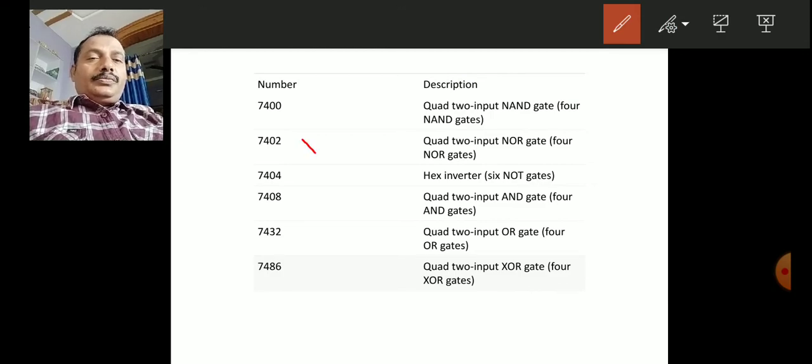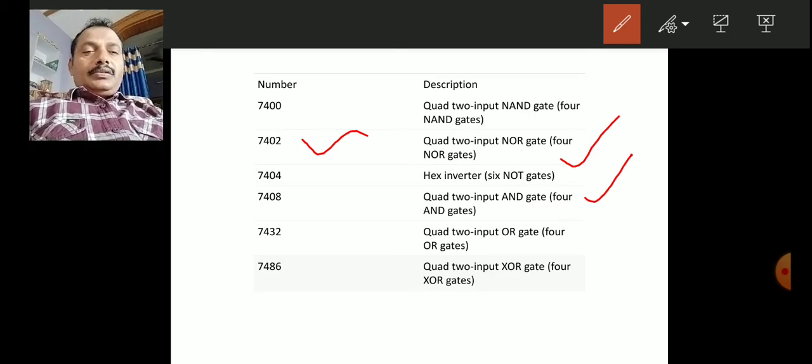7402, this is the quad 2 input NOR gates. 7404, hex inverter, that means 6 NOT gates. 7408, quad 2 input AND gates, that is 4 AND gates. 7432, quad 2 input OR gate, that means 4 OR gates. 7486, quad 2 input XOR gates. So these are the XOR gates for a 7486.